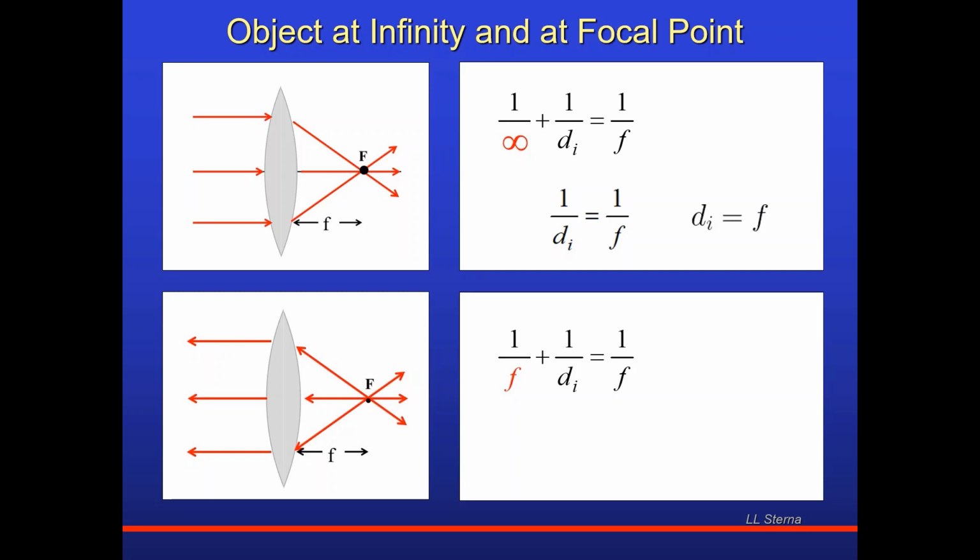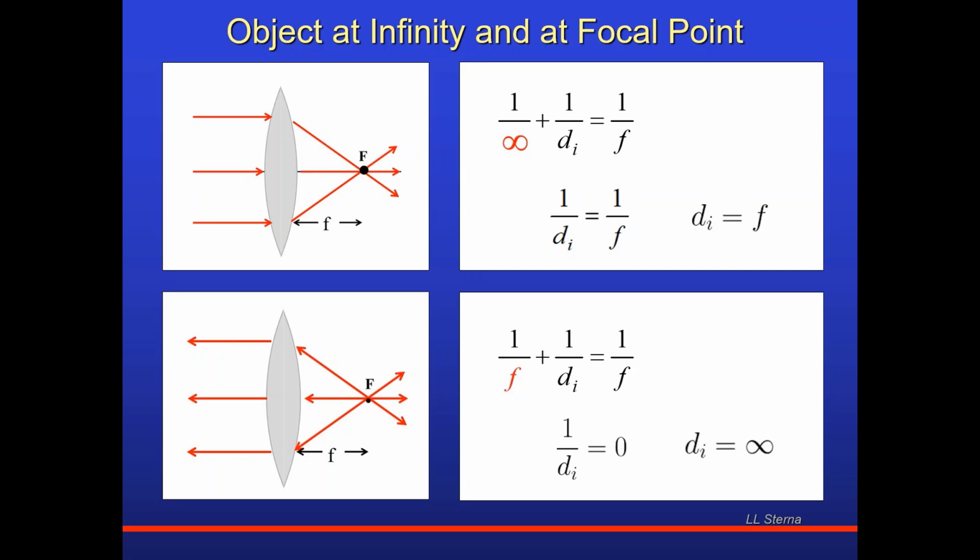Now, what's the solution to this equation? Well, in this case, I could subtract 1 over f from the left-hand side, and subtract 1 over f from the right-hand side. I'd be left with 1 over di equals 0. What's the solution to that equation? Well, if 1 over di is 0, di must be a very large number. In other words, di equals infinity.